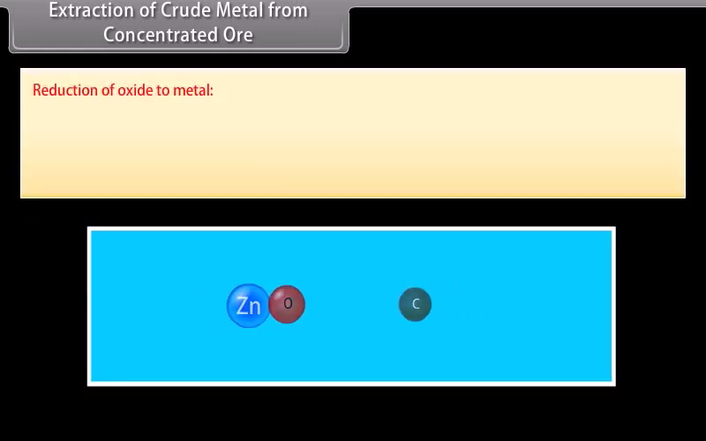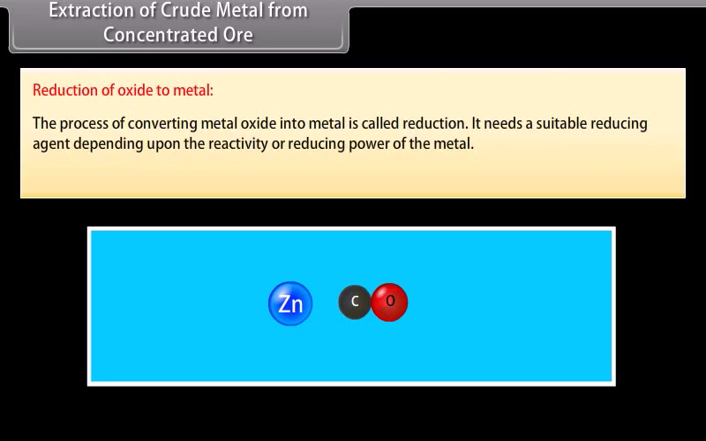Reduction of oxide to metal. The process of converting metal oxide into metal is called reduction. It needs a suitable reducing agent depending upon the reactivity or reducing power of the metal. For example, carbon, carbon monoxide, aluminium, and magnesium.